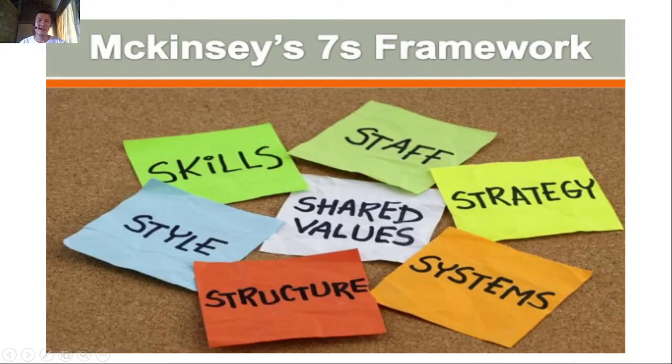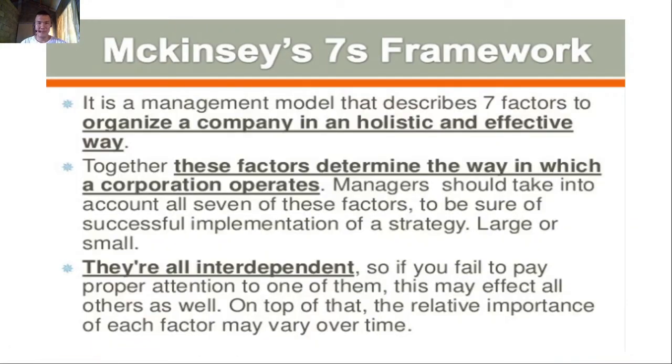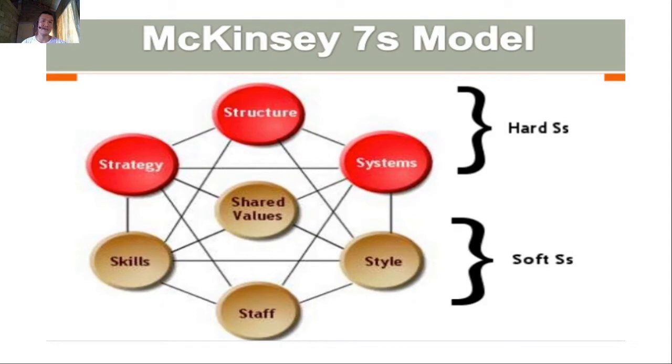So McKinsey 7S framework. It is a management model that describes 7 factors to organize a company in a holistic and effective way. Together, these factors determine the way in which a corporation operates. Managers should take into account all 7 of these factors to be sure of successful implementation of a strategy, large or small. They're all interdependent. So if you fail to pay proper attention to one of them, this may affect all others as well. On top of that, the relative importance of each factor may vary over time. So ito yung McKinsey 7S model.